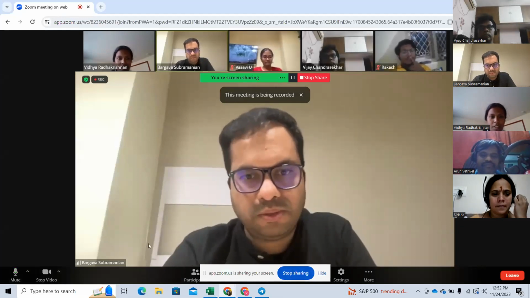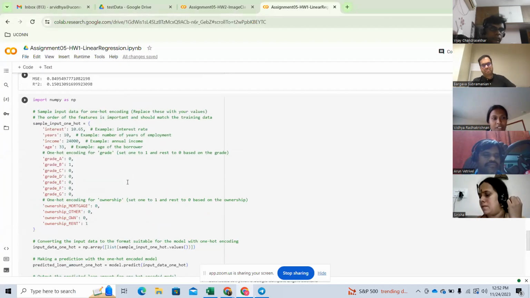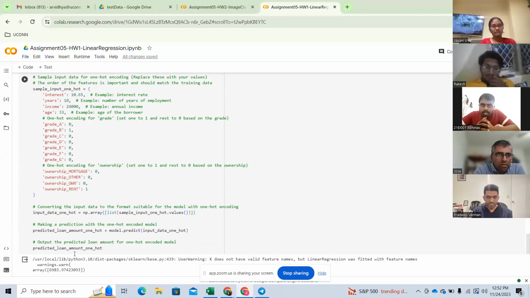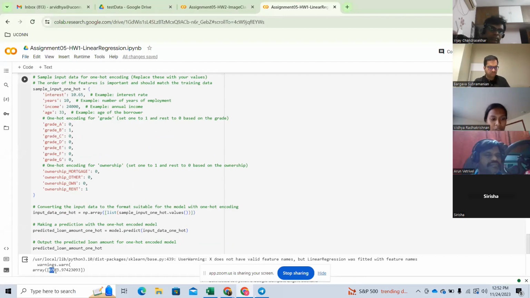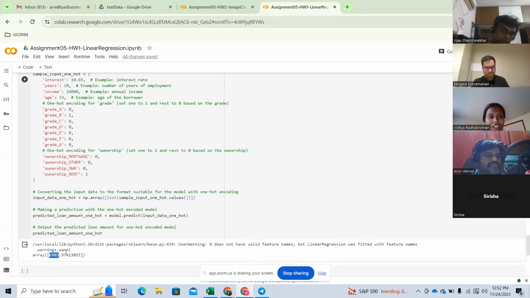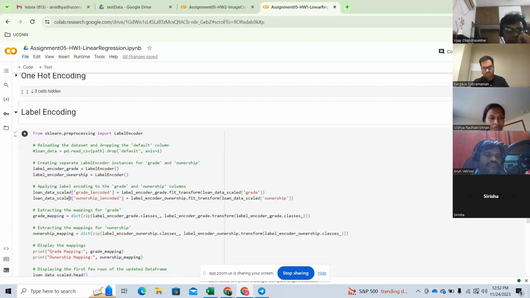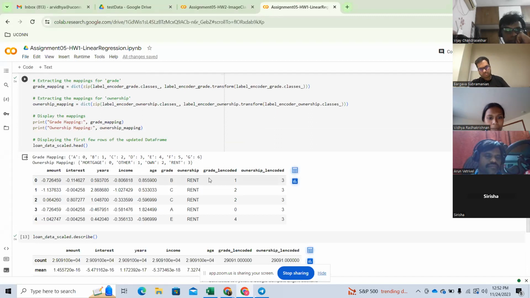I'm sharing. So I went on predicting how the model performed. I gave the exact same data point as the first one, but the loan amount should be around 5,000, and here it predicted around 6,983. So this is for one hot encoding, and then I did the label encoding here. It's generally the same, except that as we discussed, the grades are encoded into 1, 2, 3, and ownership as this one.